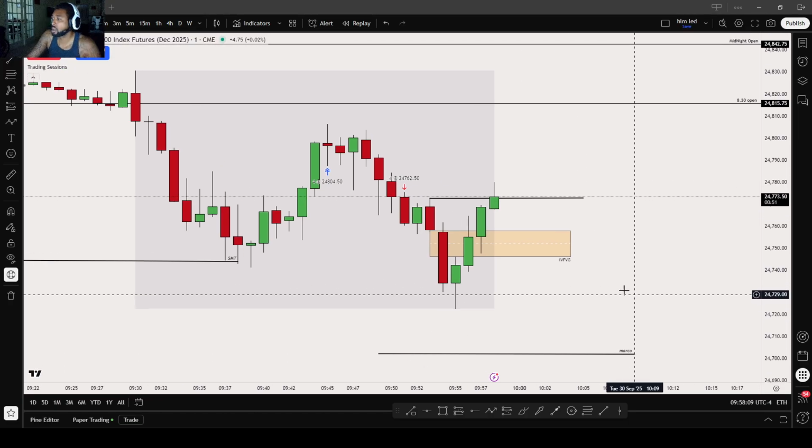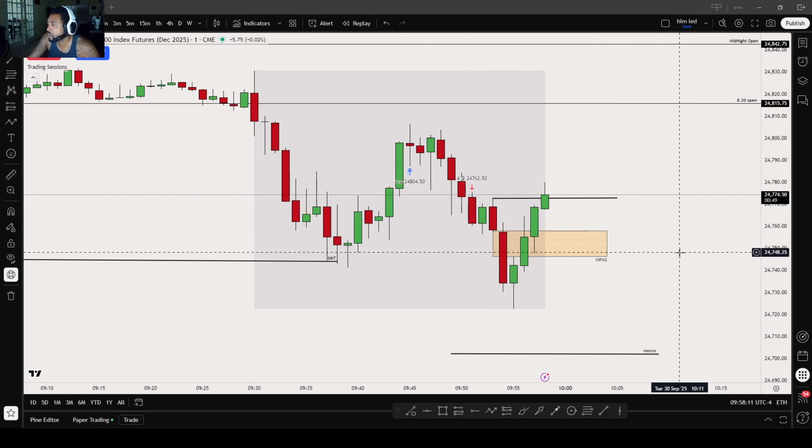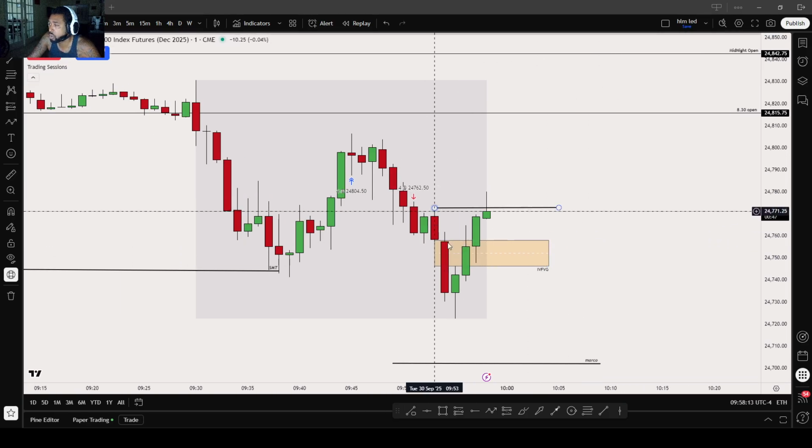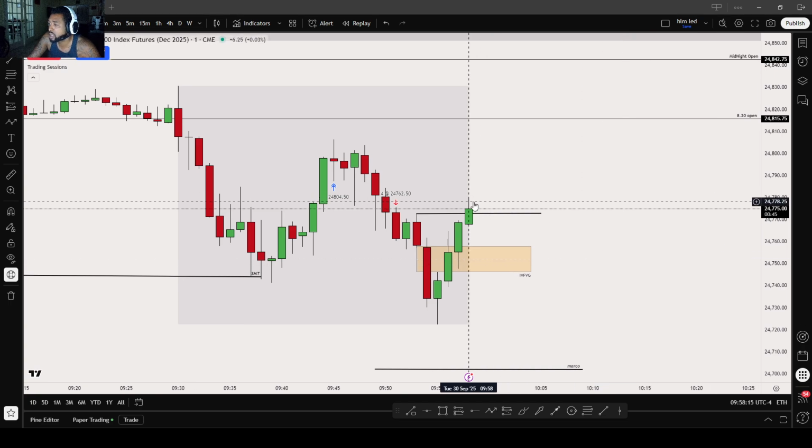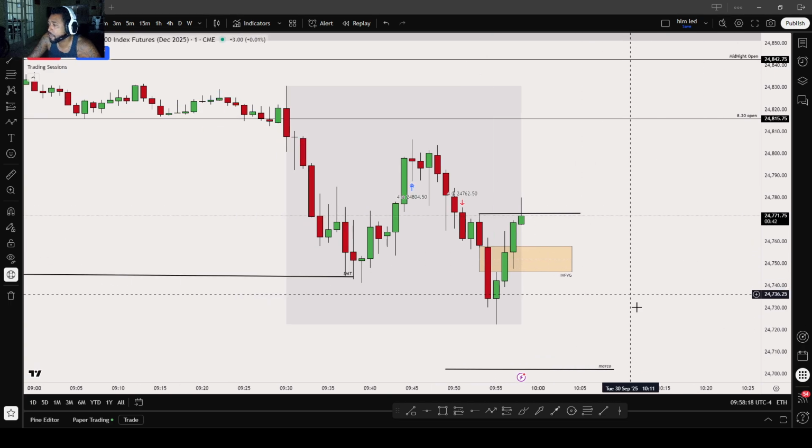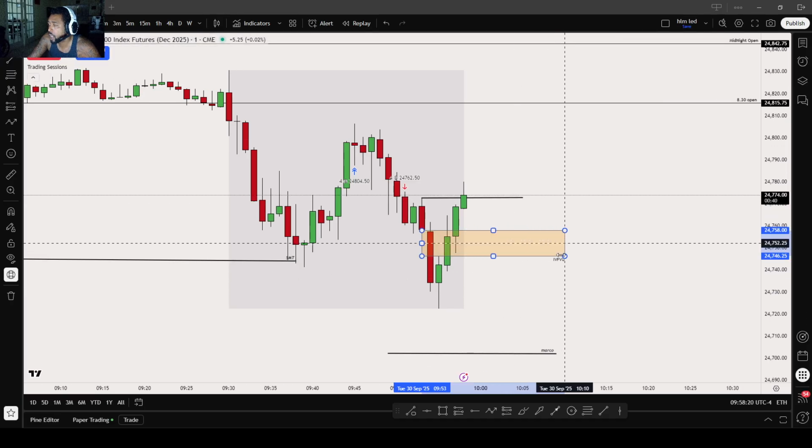All right, so we got the close above the inverse. So this will be the first. This is actually a breaker. We have low, high, lower low, higher high. So once it closes above, I'll be potentially getting into my long.